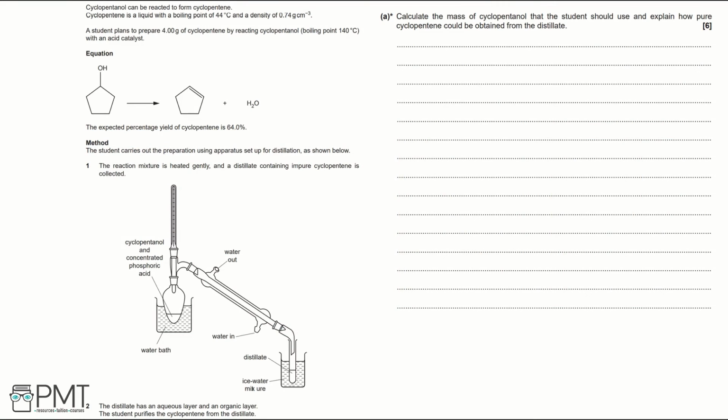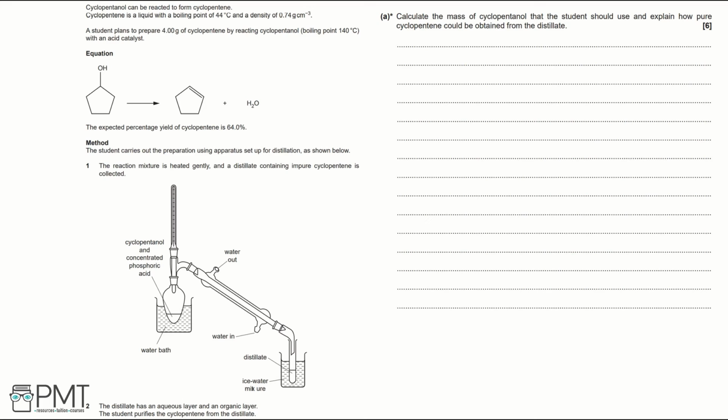Cyclopentene is a liquid with a boiling point of 44 degrees Celsius and a density of 0.74 grams per centimetre cubed. A student plans to prepare 4.00 grams of cyclopentene by reacting cyclopentanol, with a boiling point of 140 degrees Celsius, with an acid catalyst. The expected percentage yield of cyclopentene is 64.0%.